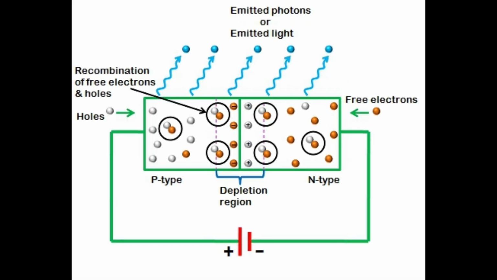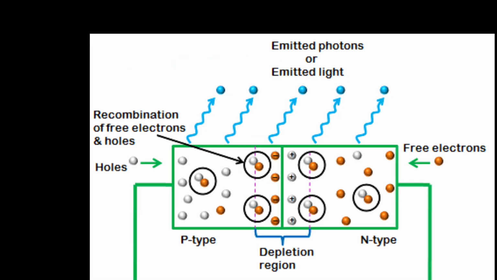So let's proceed to the recombination process. The recombination process in LEDs is the process where an electron in the conduction band recombines with a hole in the valence band, releasing energy in the form of a photon, which is emitted as light.